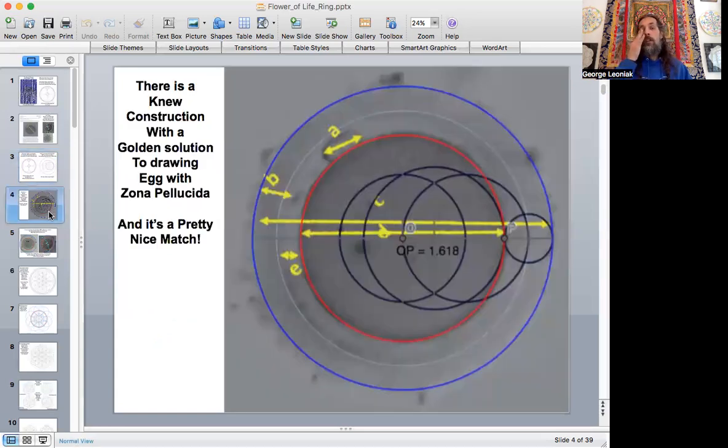I laid it right over top of the image from that article that I showed you prior, and it came up to be pretty dead on. It looks like a pretty nice match to me. So here's the blue and the red. And the Zona Pellucida measurement here is the B. This is part of the diagram.